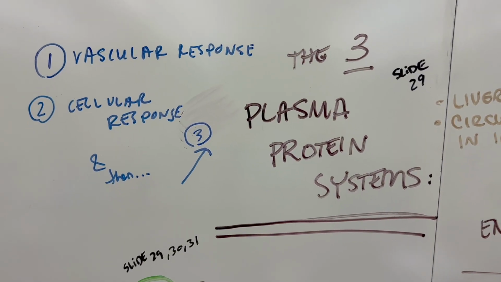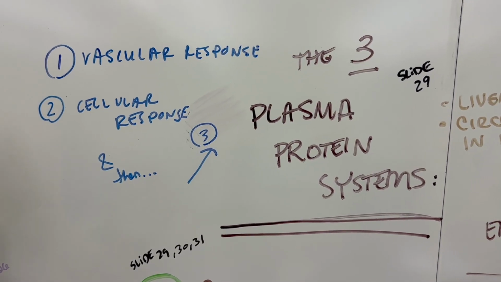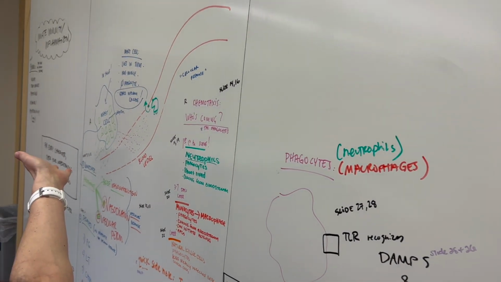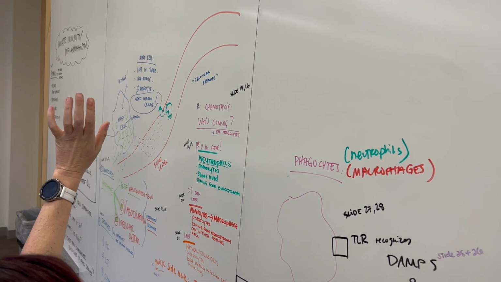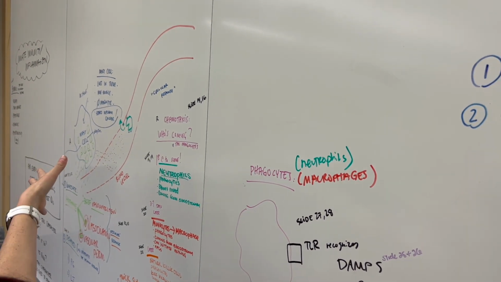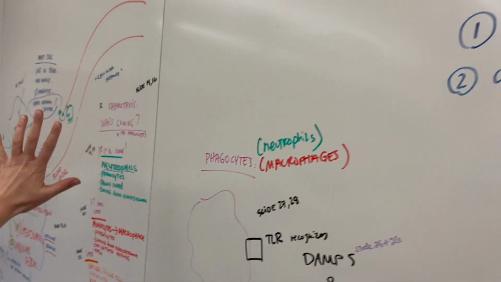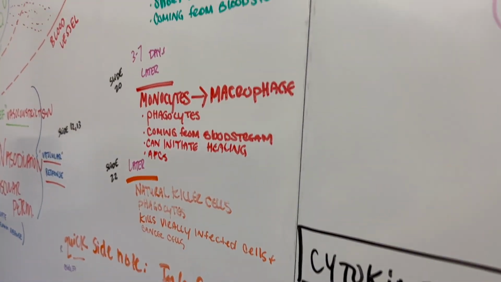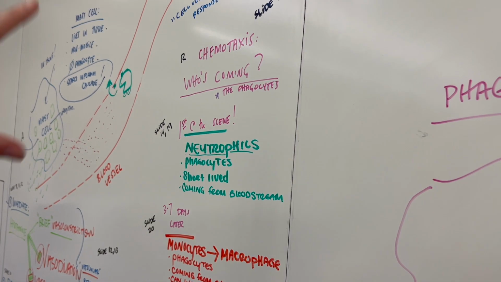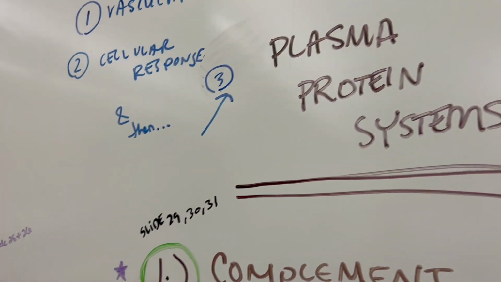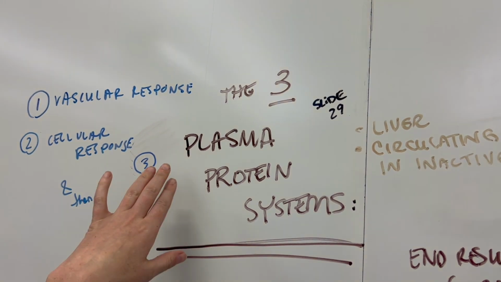Okay, previously we talked about the vascular response, which was our histamine causing vasodilation and increased vascular permeability. We have our cellular response, which refers to our phagocytes being called to the scene and coming to help eat things up. And next, we're going to talk about the third part, which is the plasma protein system response.